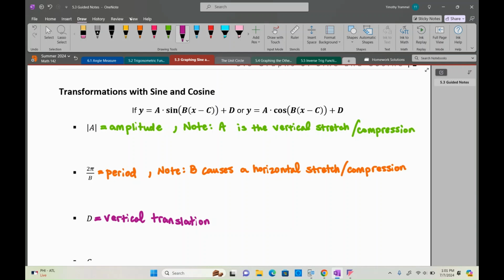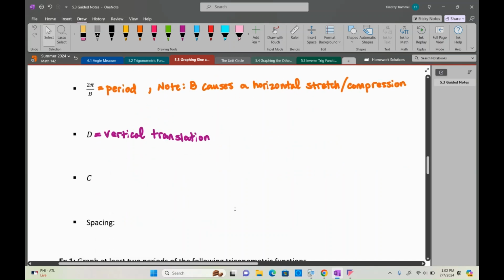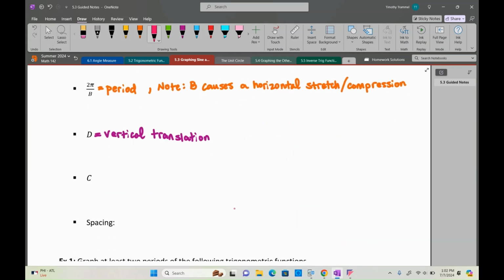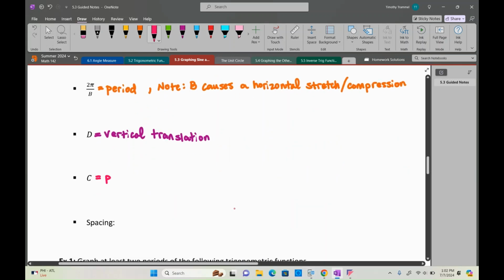Now, we do have a different name for this here. We're going to call this instead the phase shift. So let's go ahead and scoot down and we'll write that down here. So C is equal to our phase shift, which is really just another name here for our horizontal translation.